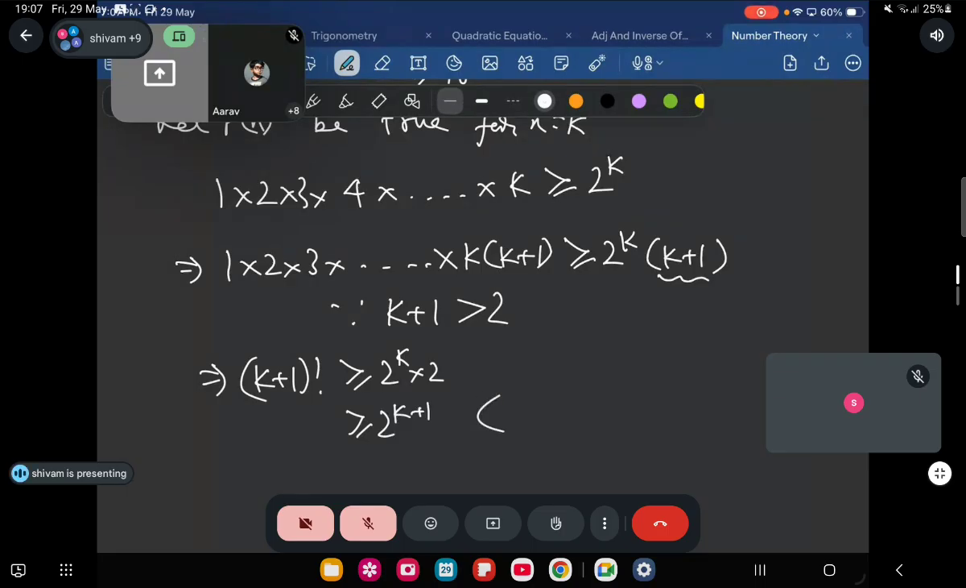tell me, is it clear to everyone? If you didn't understand, you can ask me. I'll explain. Okay, so this was all about the first principle of mathematical induction. But there are some more.